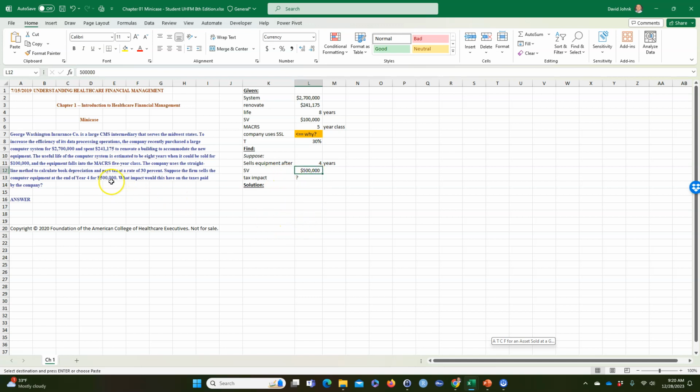So anyway, they say, well, if we sell it after 4 years instead of after 8 years, then it's worth $500,000 because you haven't worn the equipment out as much. We want to know the tax impact. What's the tax impact on this? This is what it was before, and this is what it was after. So what's the tax impact?